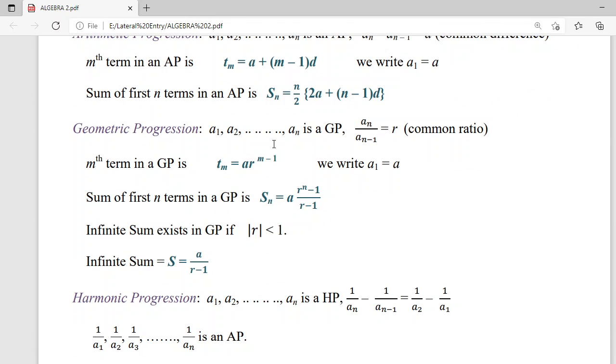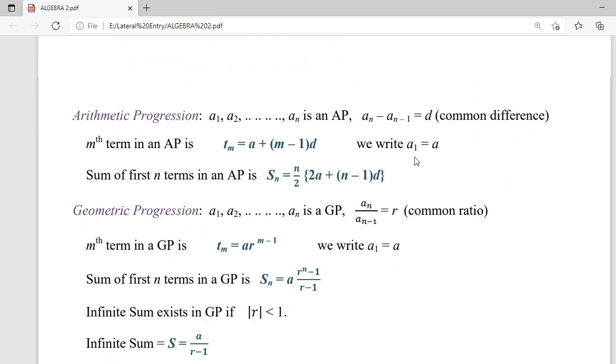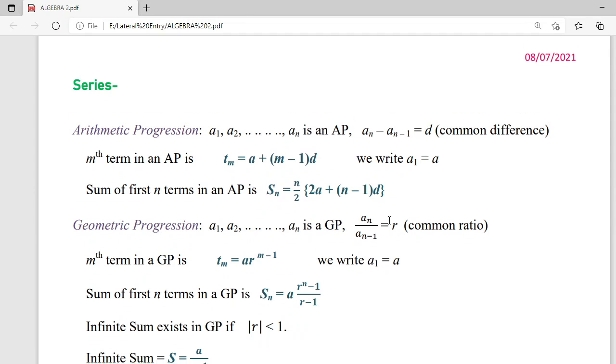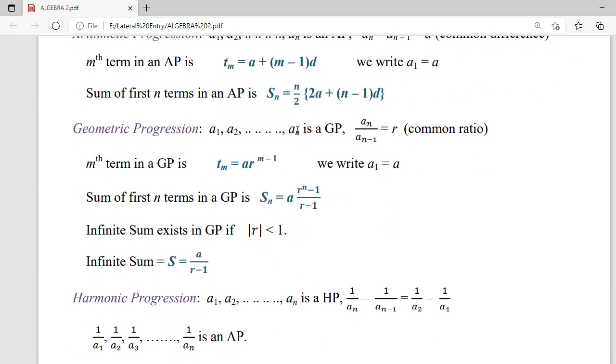Then it is GP. In GP, we have the ratio, which we call the common ratio. In arithmetic progression, we need the common difference, where we take the difference of a_n minus a_(n-1). And in GP, geometric progression, we require this ratio. We say it is the common ratio, usually denoted by r, and this is the mth term. Then this is the sum of the first n terms of a GP, and this is the infinite sum.